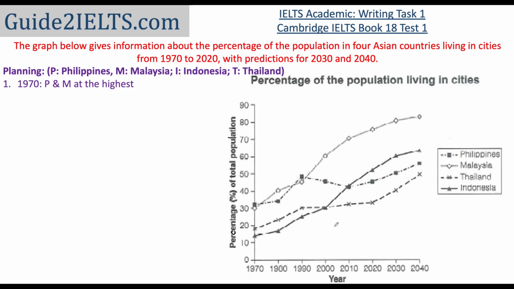In the beginning, that is 1970, 2 lines are at the highest point. So let's start with those. The highest in 1970 are 2 countries, Philippines and Malaysia. After that, let's look at the path for Malaysia first. Between 1970 and the present, Malaysia increased more and increased consistently. And in the future, we see that it will continue to increase.